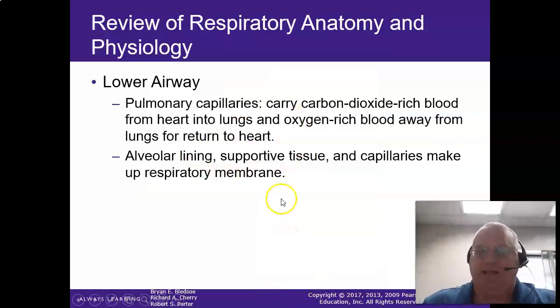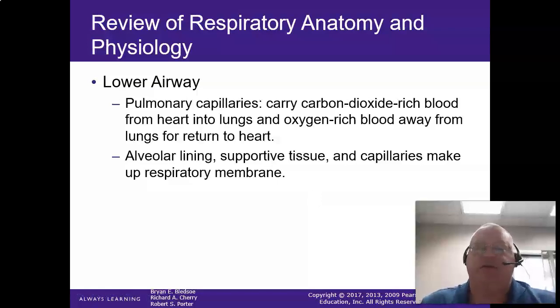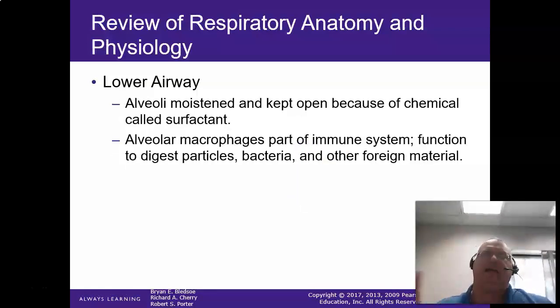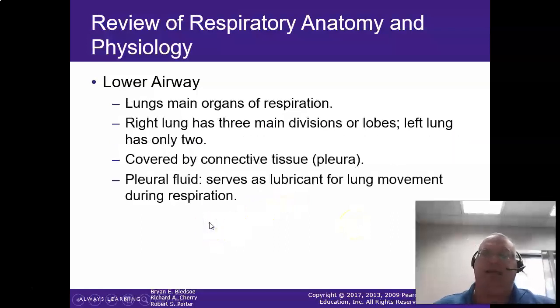Now, again, remember your pulmonary capillaries, they carry the carbon dioxide rich blood from the heart into the lungs. That's where your gas exchange is. And then the alveolar lining, remember, if that alveolar lining gets thicker than the one cell that it needs to be, if there gets a layer of mucus around it, again, things that can cause major problems, okay? And you've got to remember that there are alveolar macrophages in there, white blood cells, basically, and they digest particles, bacteria, or other things. Remember that if you've got a weakened immune system, you're more prone to getting an infection in the lung, pneumonia. And we have to understand that process and how those things are kind of interconnected.